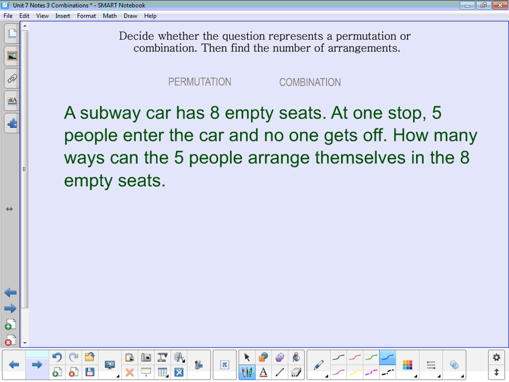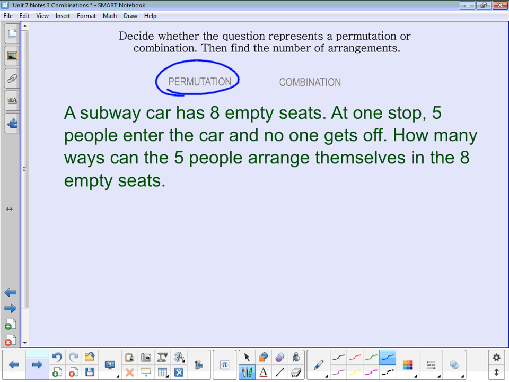So let's look at number 7. In number 7, we have 8 empty seats on a subway and 5 people to sit in them. Now the question is, is sitting in one seat different than sitting in another? Well, yes it is, because the first person who gets on, if they take the first seat, now the next person's in a different row. So this order makes a difference. This is going to be a permutation.